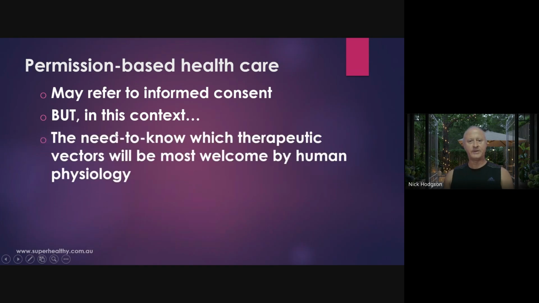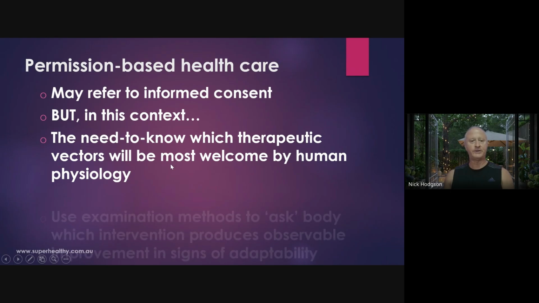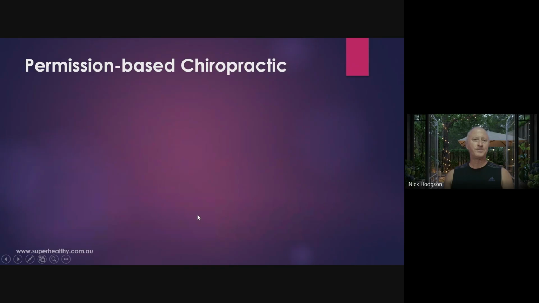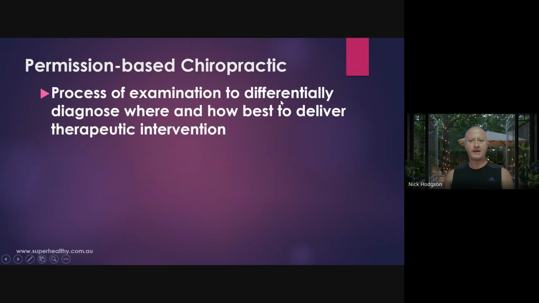In this context, we're talking about the need to know which therapeutic vectors will be most welcomed by the human physiology. So we're not talking consciously and cognitively. We're talking subconsciously to the physiology and asking for feedback from the person's physiology. We're going to be talking about an examination method to ask the body which intervention produces the observable improvement in signs of adaptability, so improvement in physiology. In a sense, we're talking to the body more than we're talking to the person. So it's a process of examination to differentially diagnose where and how best to deliver a therapeutic intervention. Today, we'll be talking about percussion therapy and using the 3D energy gun.